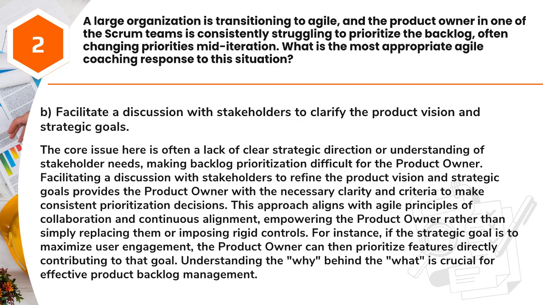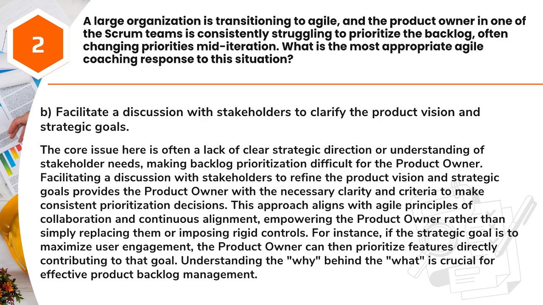Answer: B. Facilitate a discussion with stakeholders to clarify the product vision and strategic goals. The core issue here is often a lack of clear strategic direction or understanding of stakeholder needs, making backlog prioritization difficult for the product owner. Facilitating a discussion with stakeholders to refine the product vision and strategic goals provides the product owner with the necessary clarity and criteria to make consistent prioritization decisions.